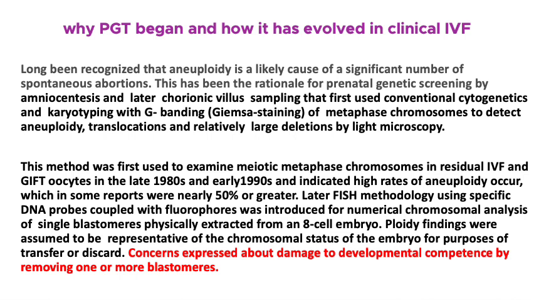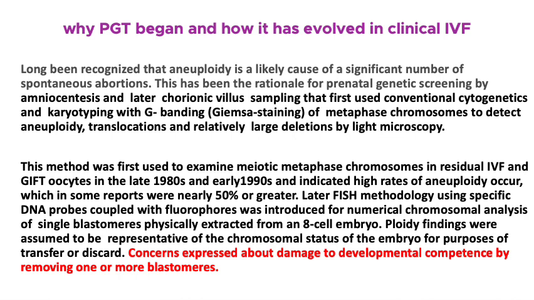And this has been the rationale, in fact, for prenatal genetic screening, first by amniocentesis and later chorionic villus sampling, that first used conventional cytogenetics, karyotyping with what's called G-banding or Giemsa staining, of metaphase chromosomes to detect aneuploidy, translocations, and relatively large deletions in individual chromosomes that can be observed by light microscopy.